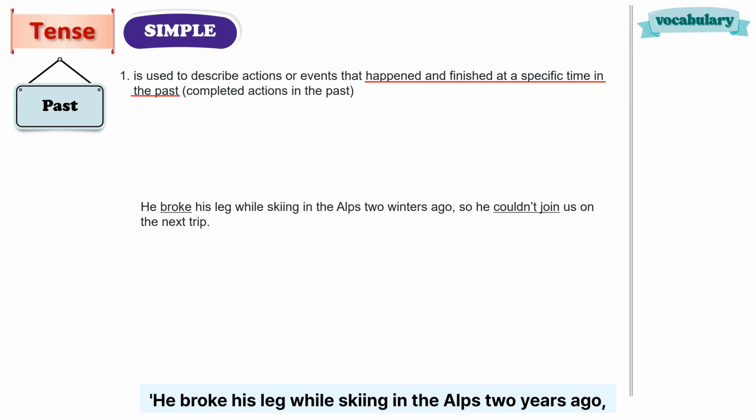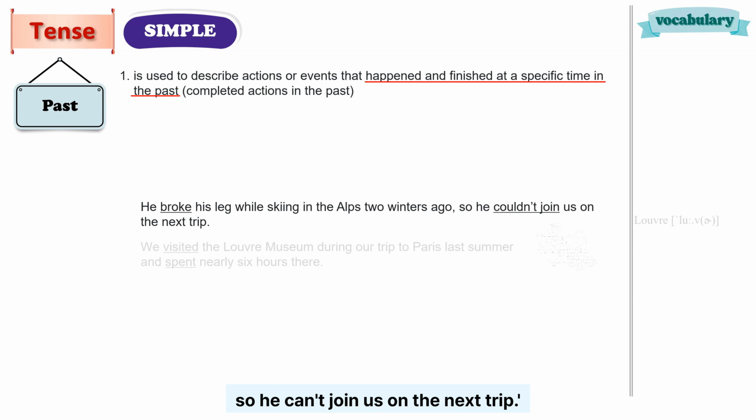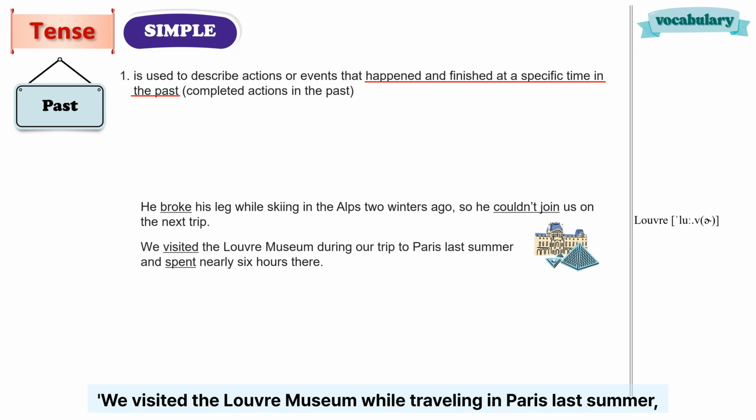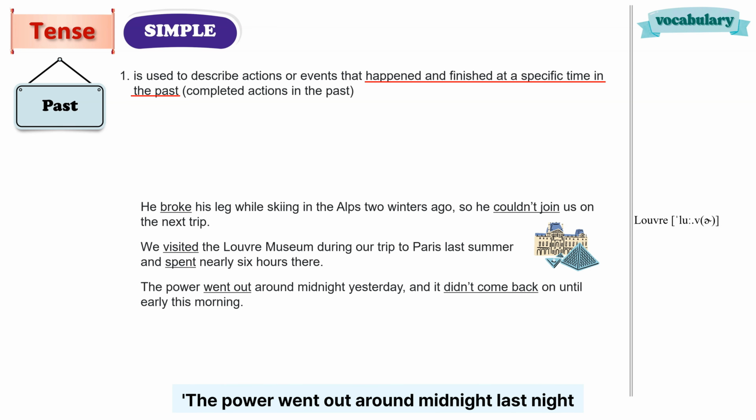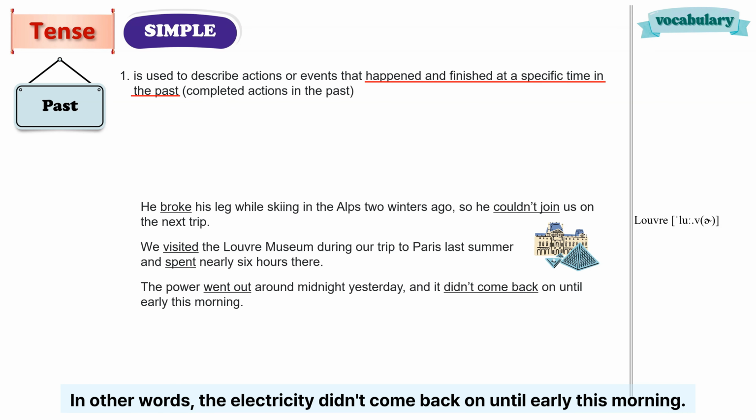He broke his leg while skiing in the Alps 2 years ago, so he can't join us on the next trip. We visited the Louvre Museum while traveling in Paris last summer, and we spent almost 6 hours there. The power went out around midnight last night and wasn't restored until early this morning. In other words, the electricity didn't come back on until early this morning.